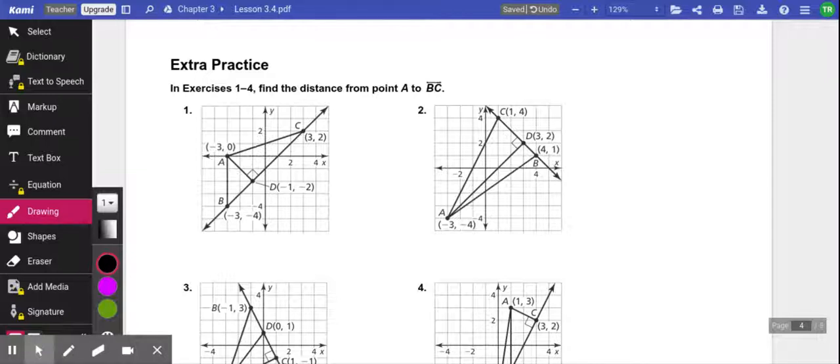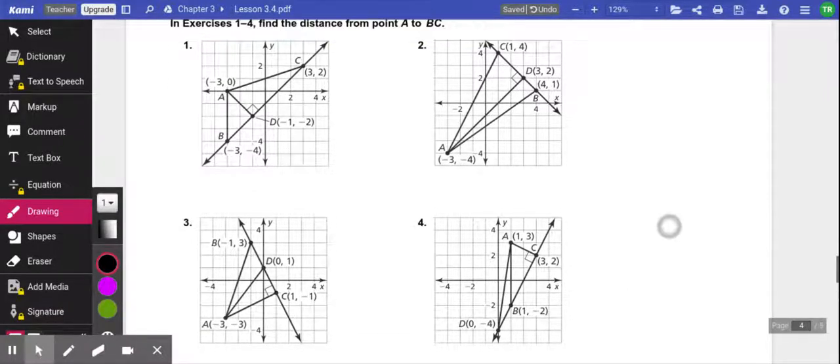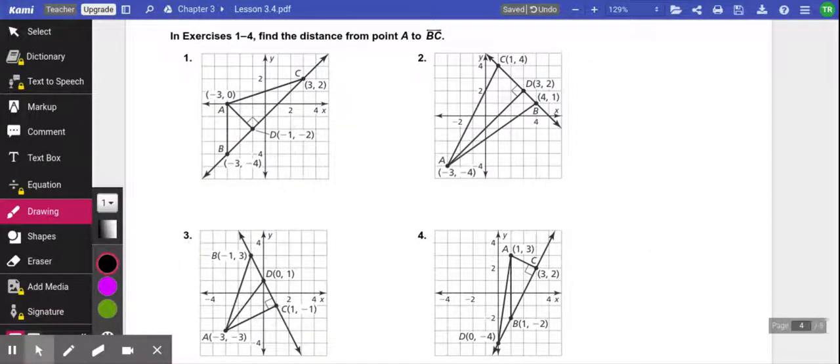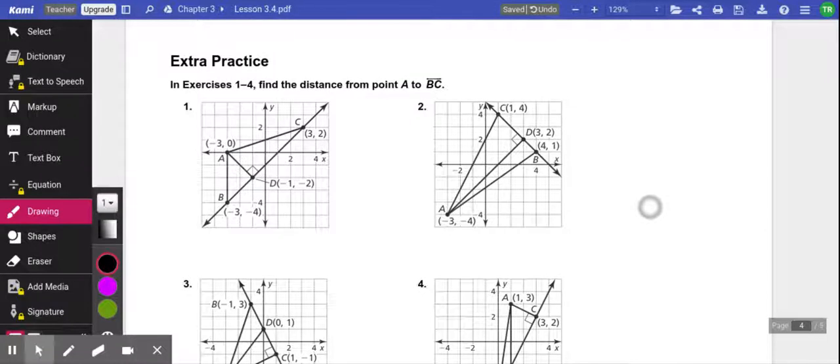Then we get into a little bit of math here, and this is very redundant on the book's part, but on the flip side, one of the things you struggle with the most is distance, so we're going to do some practice, right? We want to find the distance from point A to line BC.